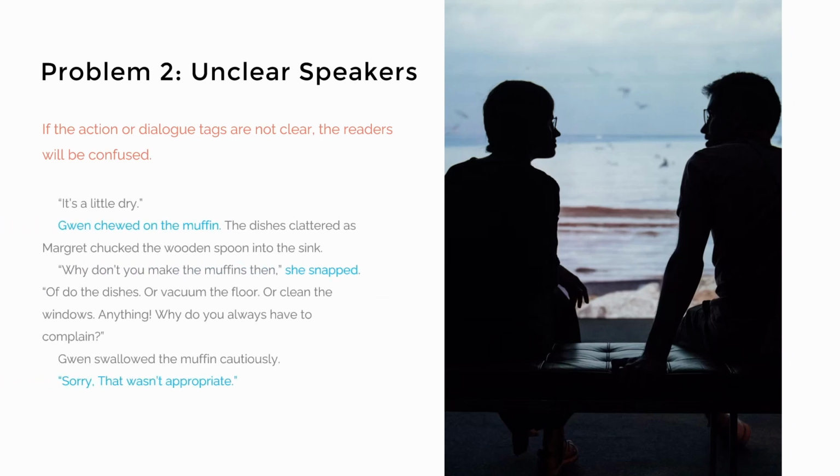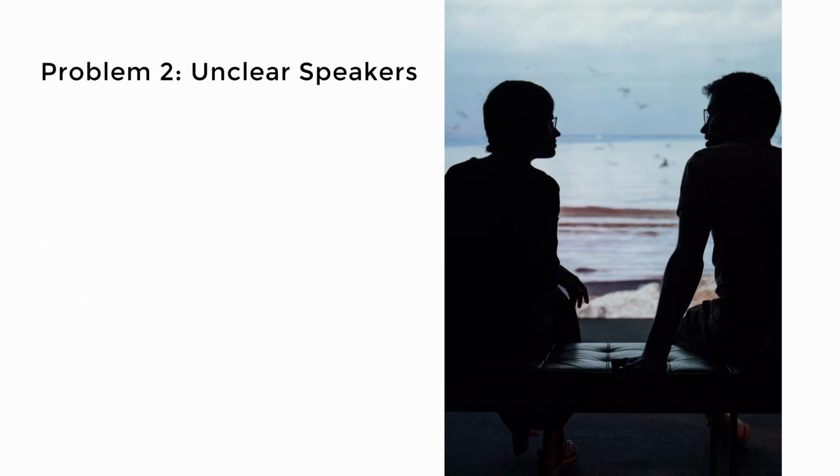There we go. This in blue shows what's confusing to the reader. So why don't you make the muffins then? She snapped. And so who's she? I don't know if it's Gwen or Margaret. There's two she's. Oh, I have a typo there. Or do the dishes, or vacuum the floor. Anything. Why do you have to complain? Gwen swallowed the muffin cautiously. Sorry, that was inappropriate. So I don't know who snapped, and I don't know who's apologizing. I don't know who thinks what is dry. So this is very unclear.